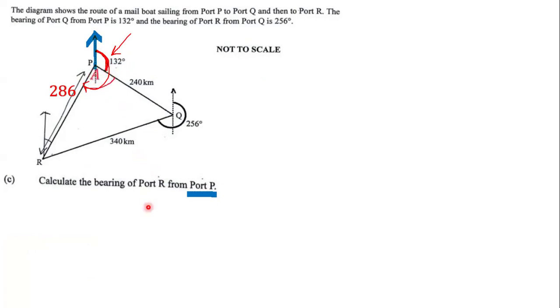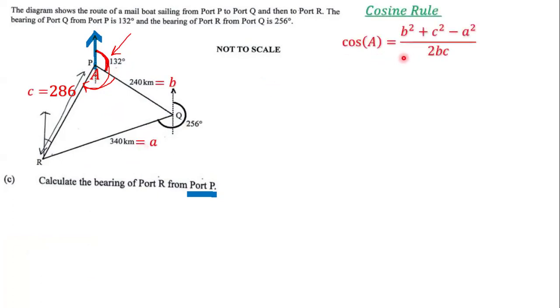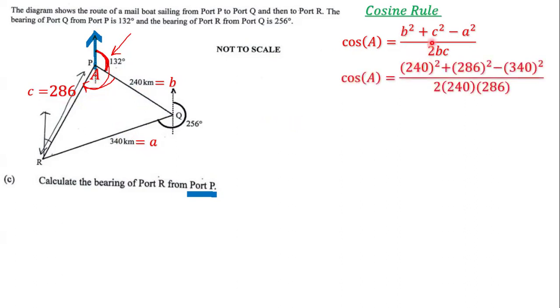So what we have to do is figure out this angle. We call this angle A, the missing angle. Then we're going to use the cosine rule for finding the missing angle. Capital A is the missing angle, and the side opposite the missing angle is small a. B and C are the lengths of the other sides of the triangle. So B is 240 kilometers and C is 286 kilometers. And so we substitute our values: A is 340, B is 240, and C is 286.